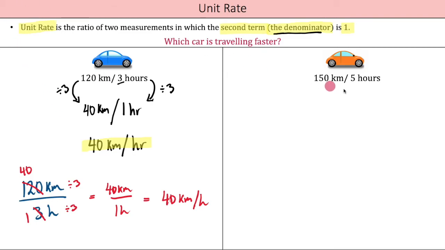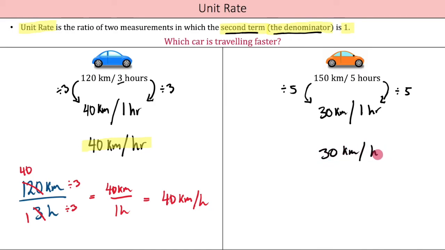Let's now figure out what the unit rate for the orange car is. So again, I want to make my second term, which is the denominator, 1. Well, in order to make 5 into 1, I'm going to have to divide it by 5. If I divide this number by 5, I must divide this number by 5. 5 divided by 5 is 1, so it's going to be 1 hour. 150 divided by 5 is going to be, what's it going to be? 30. It's going to be 30, so 30 kilometers, just like that. So that means this car is traveling 30 kilometers every hour. So in 1 hour, it travels 30 kilometers.